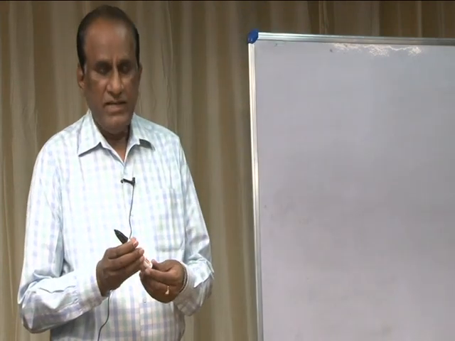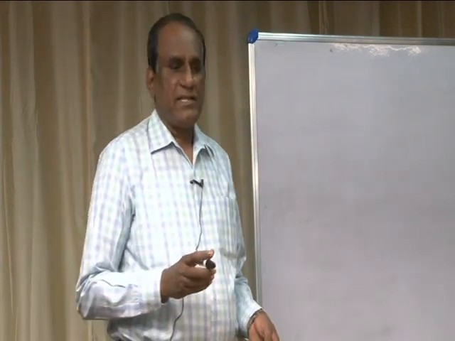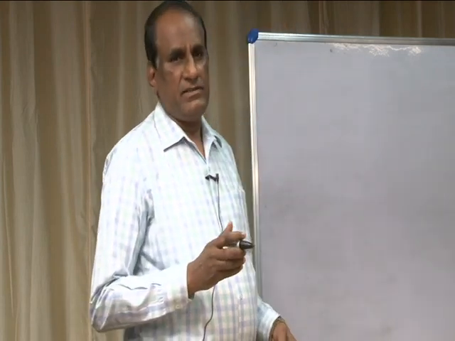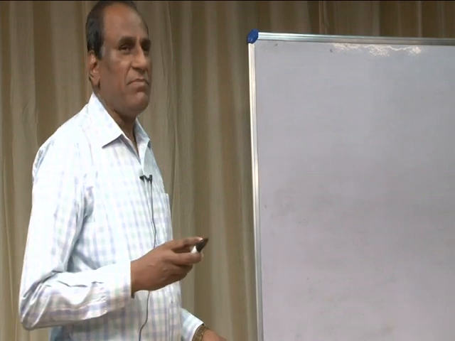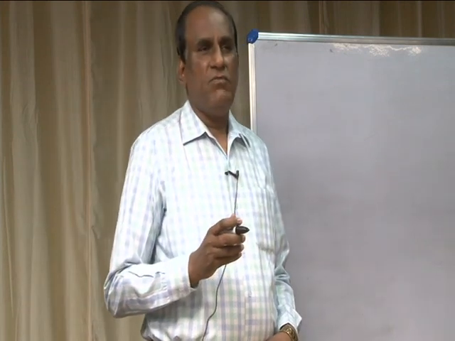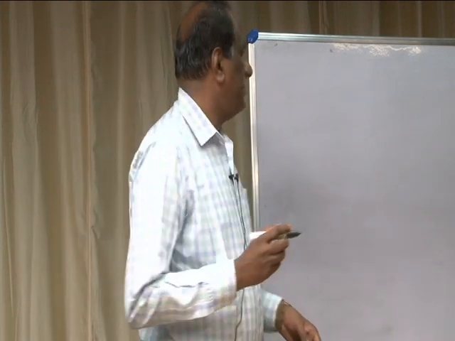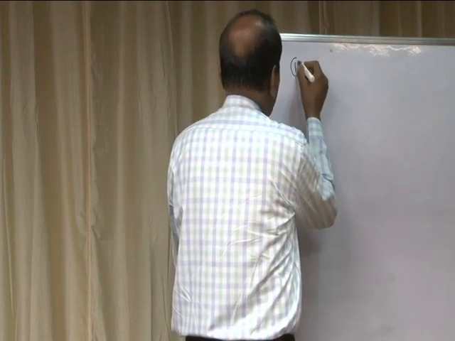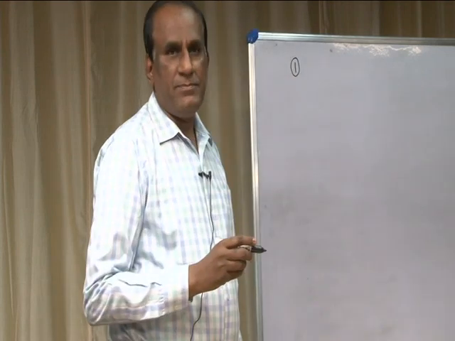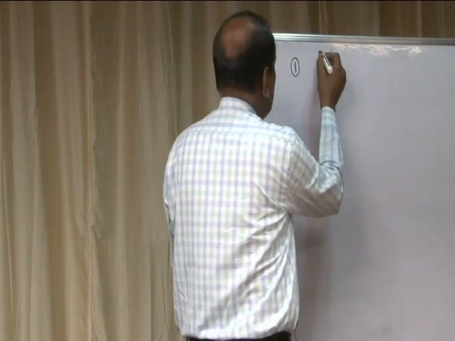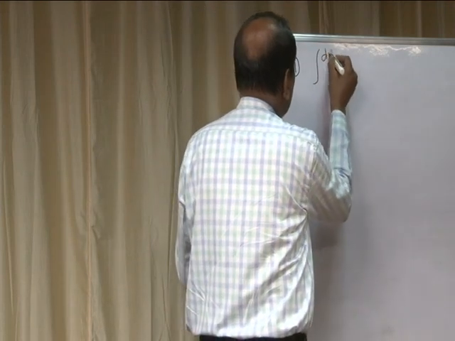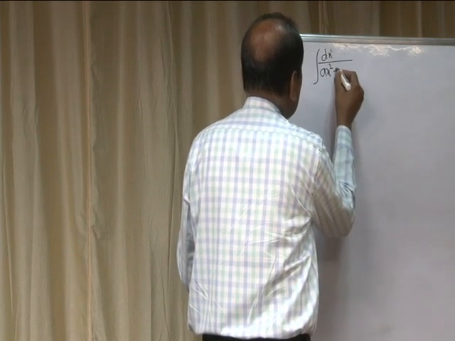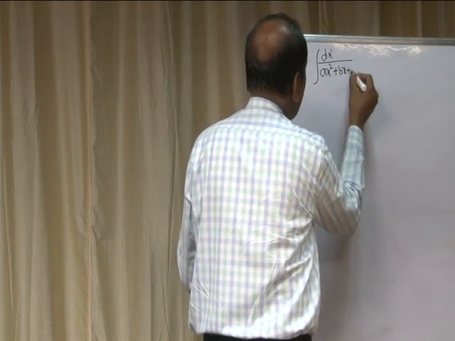Good afternoon, students. Last class I explained the 7 standard forms of integrals. Today I am going to explain 4 more forms of integral of the type. See here. There are 4 types. First type: dx divided by ax square plus bx plus c.